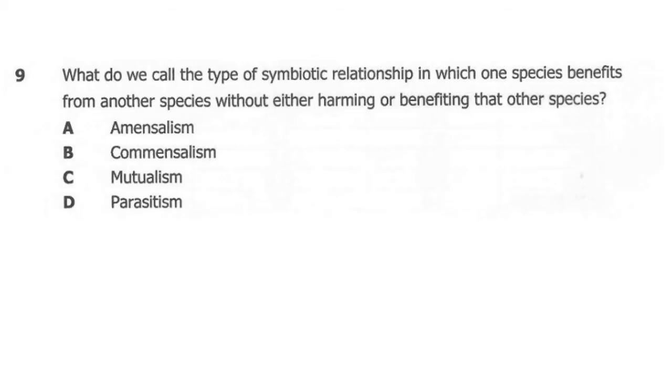Question 9. What do we call the type of symbiotic relationship in which one species benefits from another species without either harming or benefiting that other species? Is it A, amensalism, B, commensalism, C, mutualism, D, parasitism? Chat, what is the correct answer? Is it A, B, C, or D?